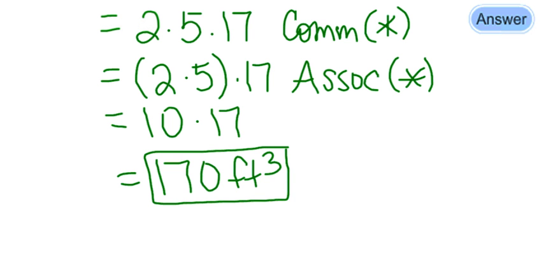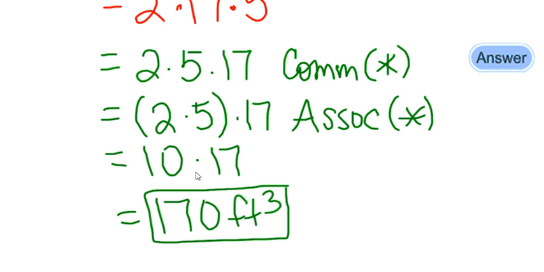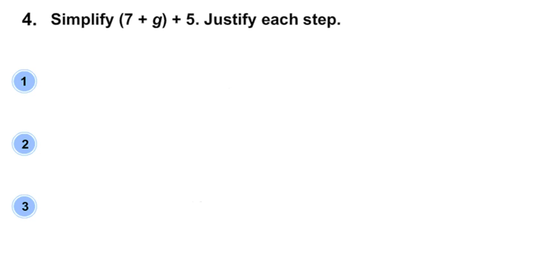Okay, again, I reordered my numbers as a commutative property of multiplication. I grouped my numbers that I wanted to multiply. That's the associative property of multiplication. And then I used mental math. So here what we're going to deal with is variables in this situation. And just remember, boys and girls, you are able to add like things. So you can add the numbers together, but you cannot add a number and a variable together. So we're just going to go through that really quick.